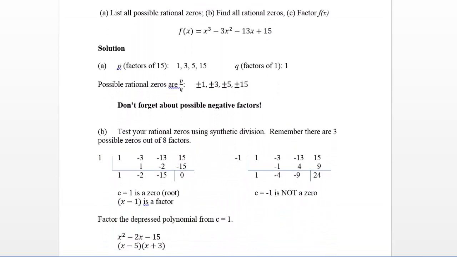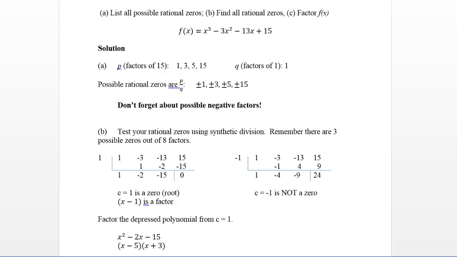So example 1, first thing we want to do is get in the habit of listing all the possible rational zeros. And if you look, we see that the p, which is the factors of the constant value 15, we list all those possible values. That's a 1, a 3, a 5, and a 15. And so just some prime factorization going on there.